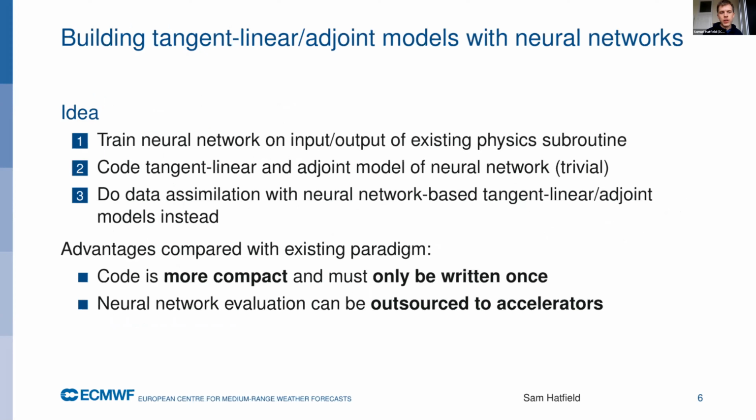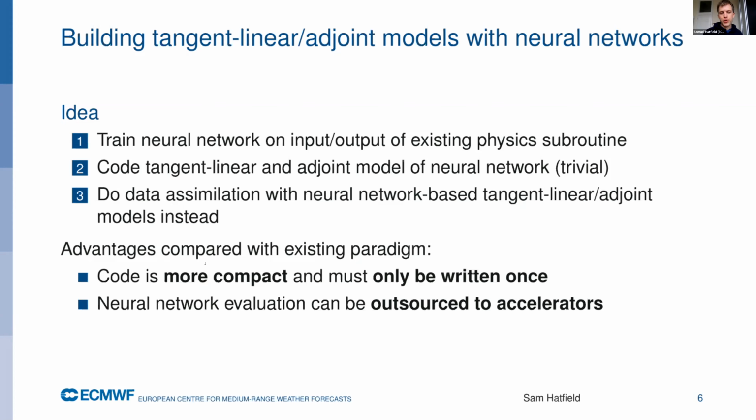It's quite trivial, taking advantage of the fact that neural networks are by design supposed to be easy to differentiate so that we can do back propagation. And then part 3 is to do data assimilation with these neural network-based tangent linear and adjoint models instead of the original ones.